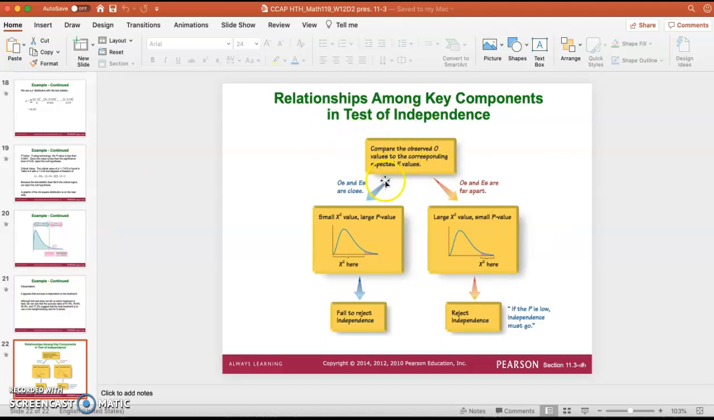And then just to finish off, there's a little visual, just emphasizing some of the same ideas from before. So basically, if your observed frequencies and expected frequencies are close, then you're probably going to end up with a large p-value, and so you'd fail to reject independence. Then if the observed and expected frequencies are far apart, you're probably going to end up with a small p-value, and you're going to be rejecting the idea of independence. So still similar ideas to the previous section.